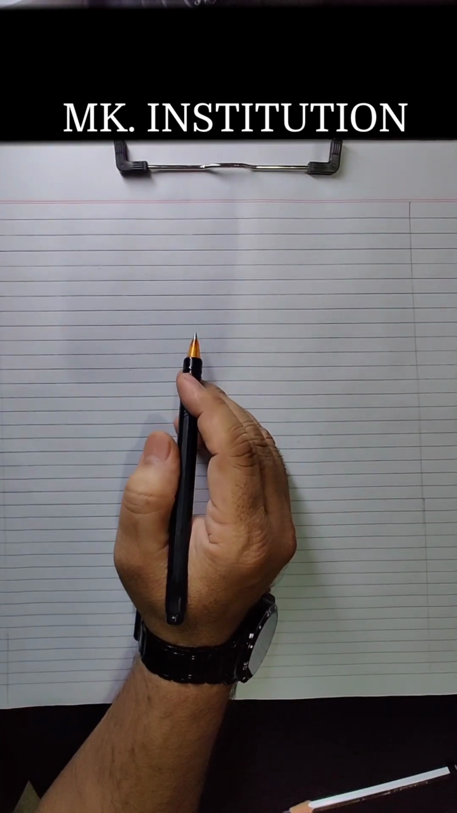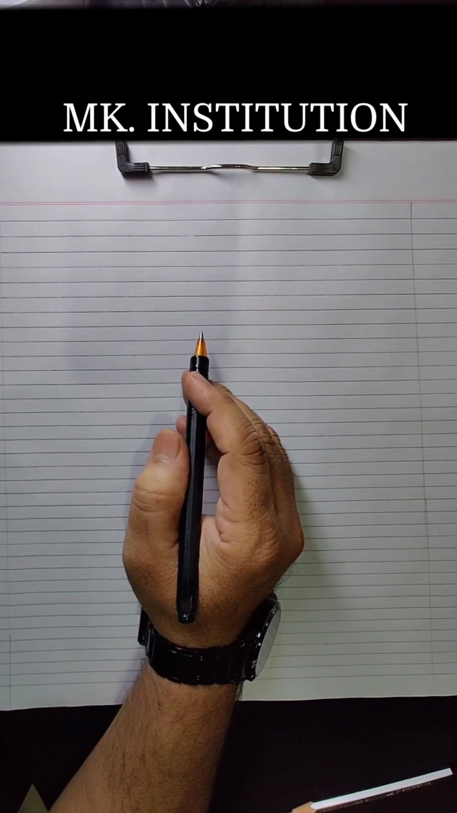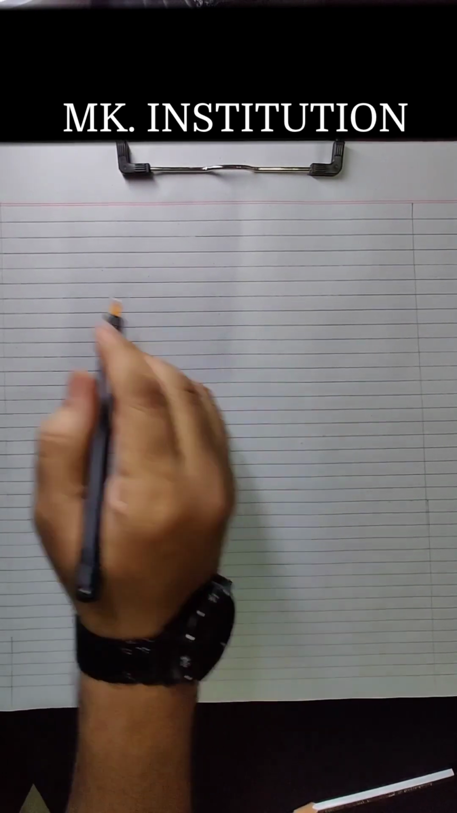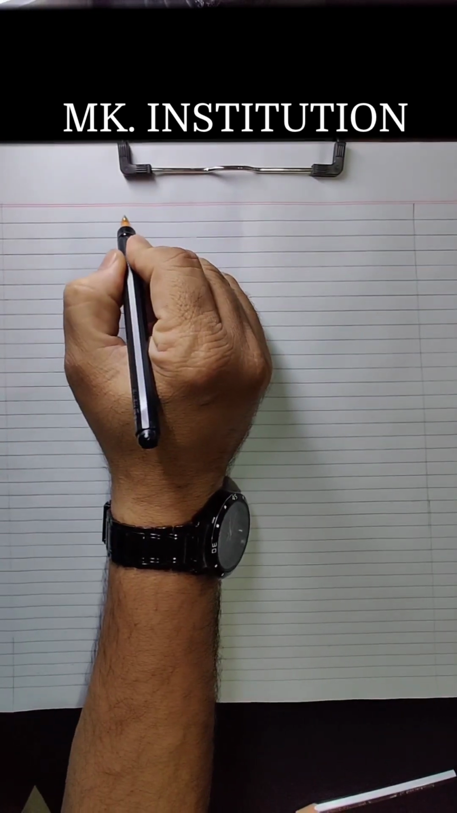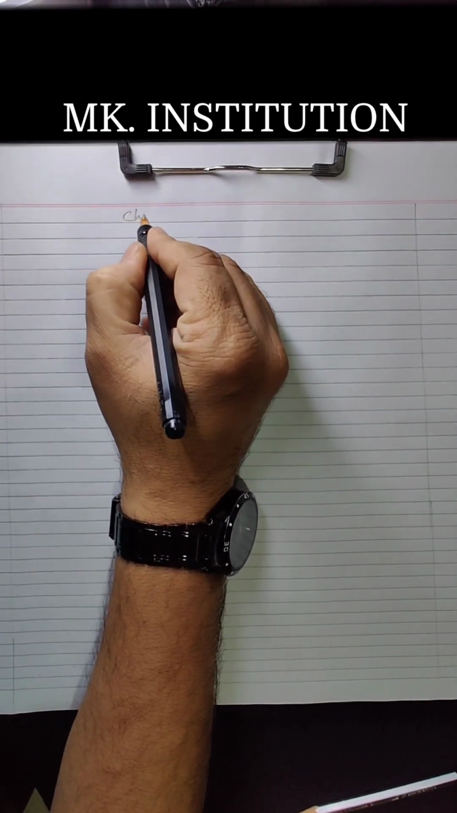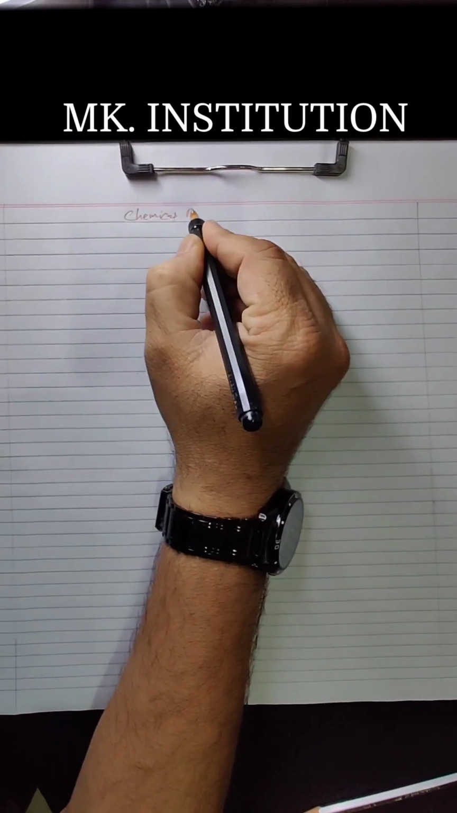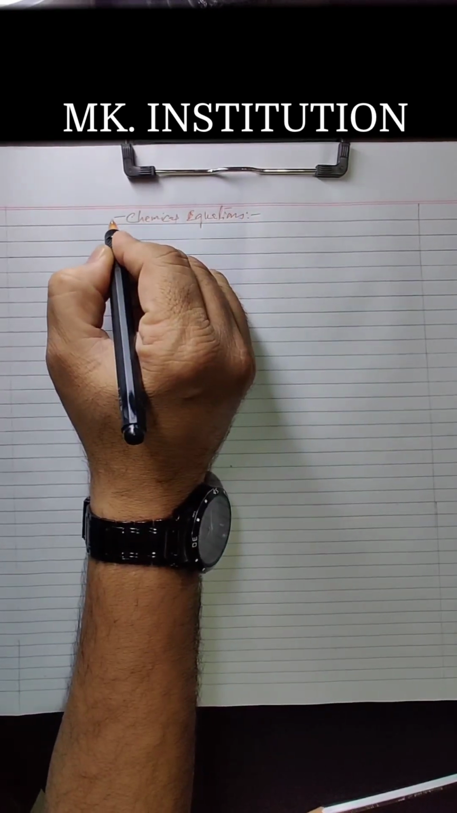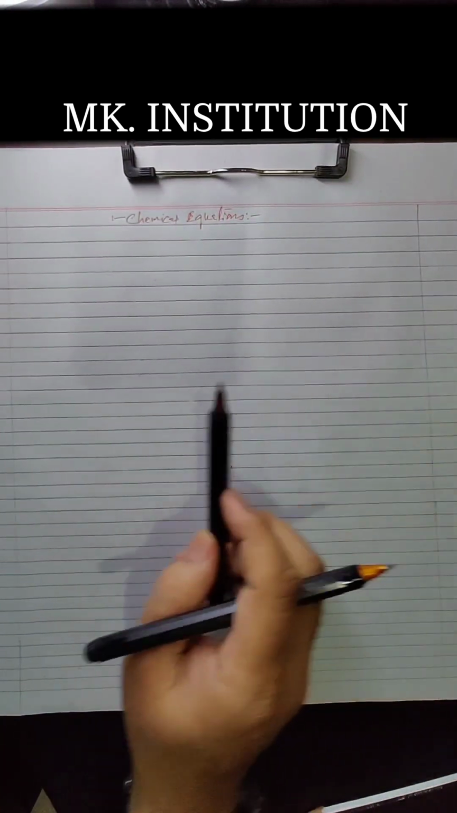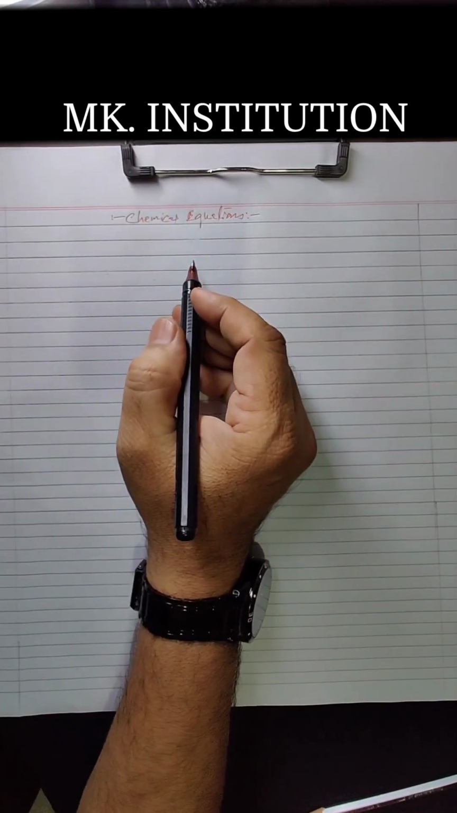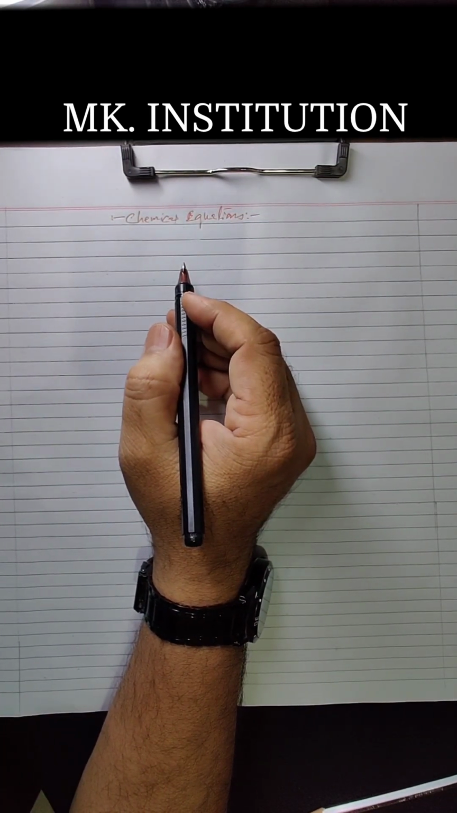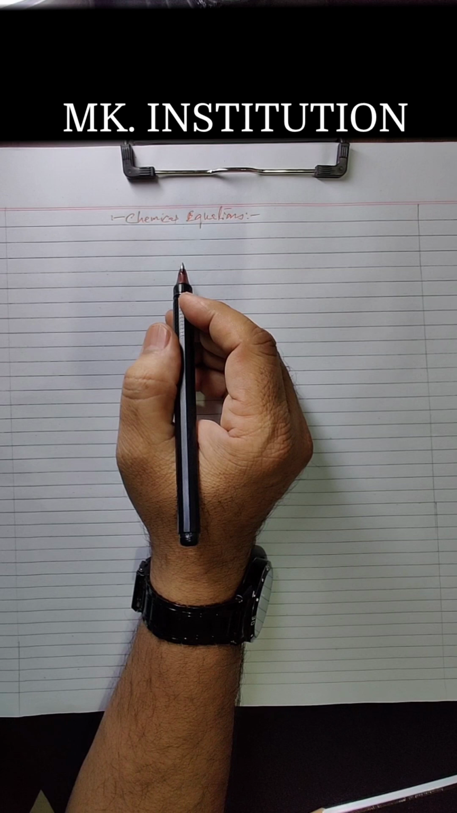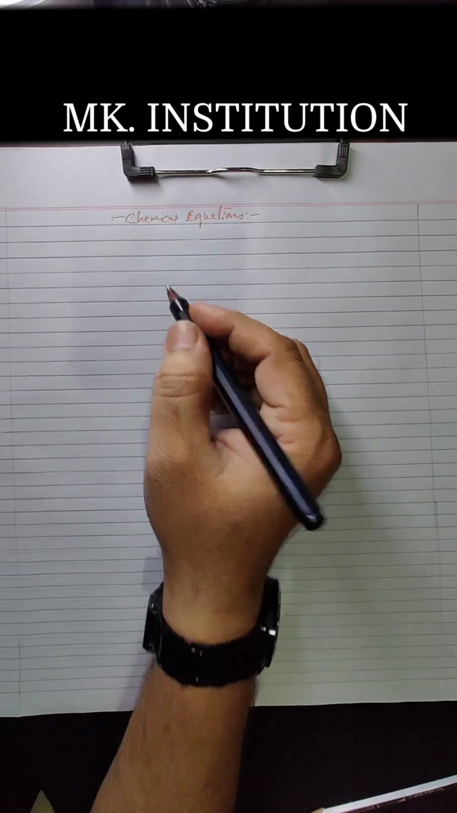Today in this video, we'll study chemical equations. Class 10th, chapter 2. In this chapter, we'll study what is change, what is matter, what is physical change, what is chemical change, what is a balanced equation, what is an unbalanced equation, and how to balance the equation. These are the things in this lesson.